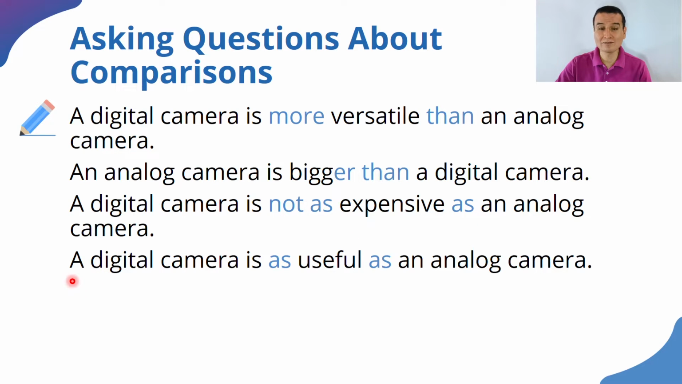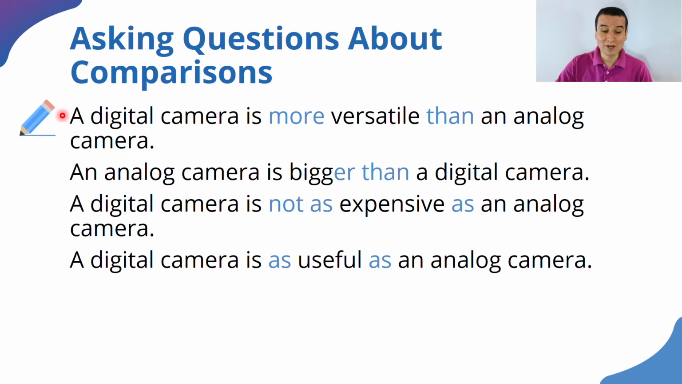And for the next one, it's a comparison, let's say, of equality. Equality in terms of one characteristic, useful. It says, a digital camera is as useful as an analog camera. All right? Good.